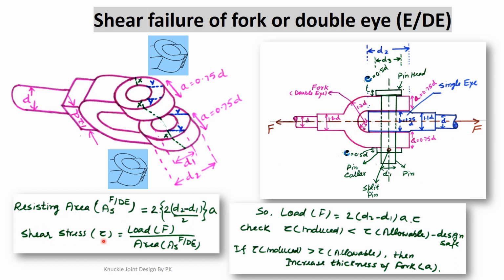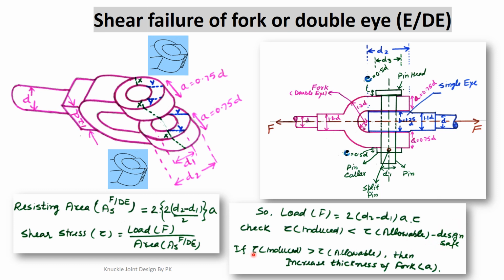So the shear stress, we know, is load divided by the resisting area in shear. So the load should be equal to the shear stress multiplied by this area. So the load F is equal to twice times (d2 minus d1) into a into tau. From this equation we know the values of F, d2, d1 and a, so we find the induced shear stress and check that it is less than the allowable shear stress. If this criterion is followed, our design is safe up to here.